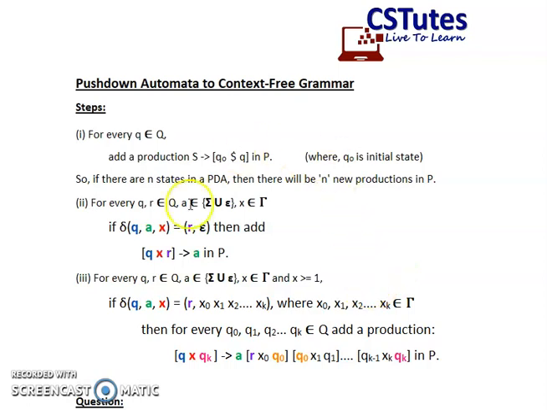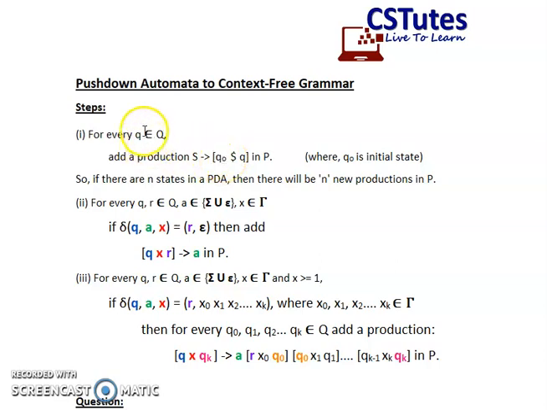Now today let's briefly explain the steps again. So there are 3 steps using which we can convert a pushdown automata to a context-free grammar. According to the first step, for every state Q that belongs to the set of states capital Q, we need to add a production of the form S tends to [Q naught, dollar, Q]. So dollar is the bottom of the stack and Q naught is our initial state.